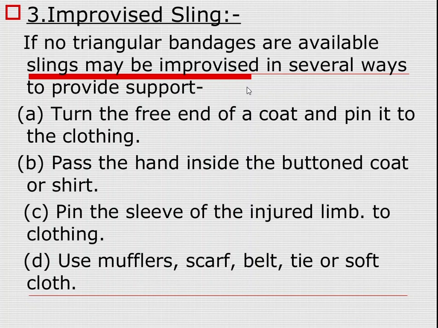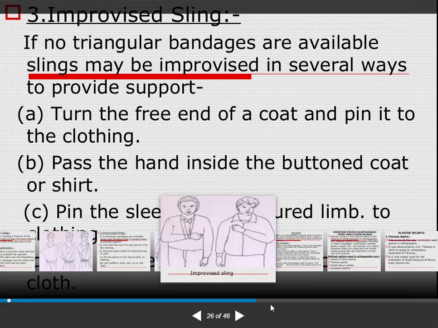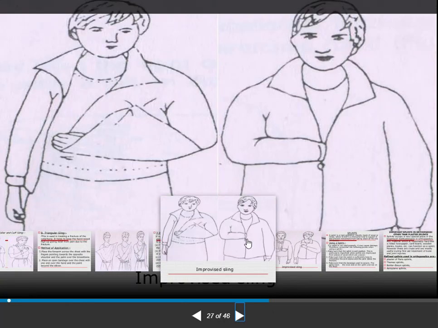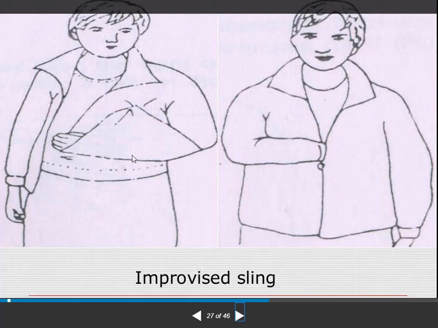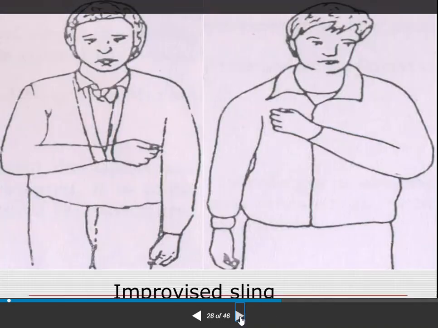Pin the sleeve of the injured limb to the clothing. The sleeve has to be pinned up. You can use a muffler, scarf, belt, tie or soft clothes to prepare the improvised sling. Okay, improvised slings, you can see here it is made from a coat, where the free end was here and it is tied here, and the hand is passed through the middle here also. So that is an improvised sling. We can make the improvised sling with a muffler, tie or belt.